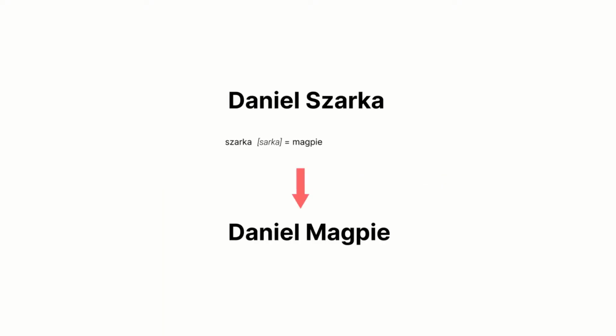My name is Daniel Sarka. In Hungarian, it means magpie. So in English, I would be called Daniel Magpie. What gives, right? As with any design, it's good to start with hand sketches on paper.